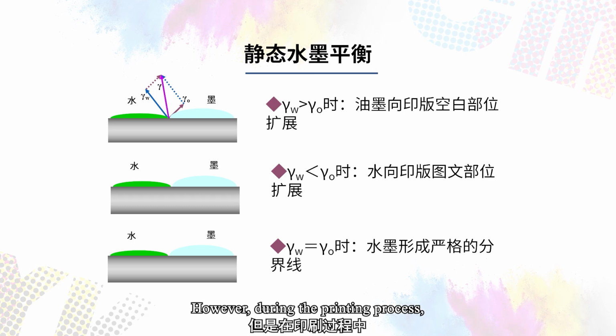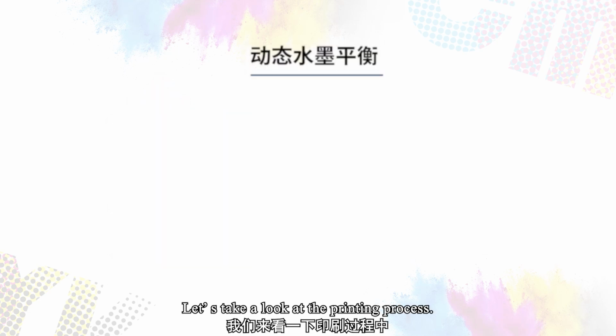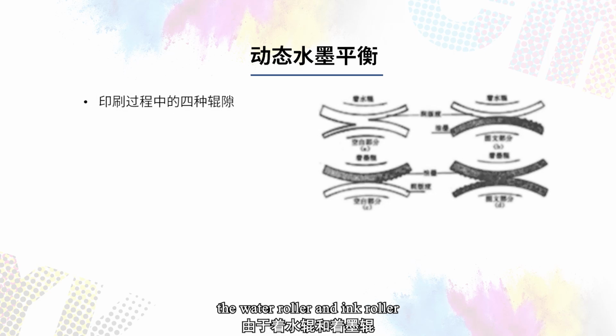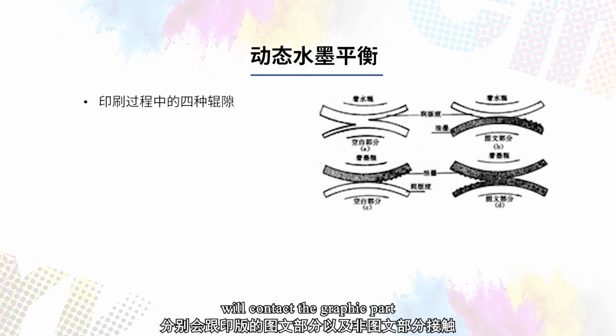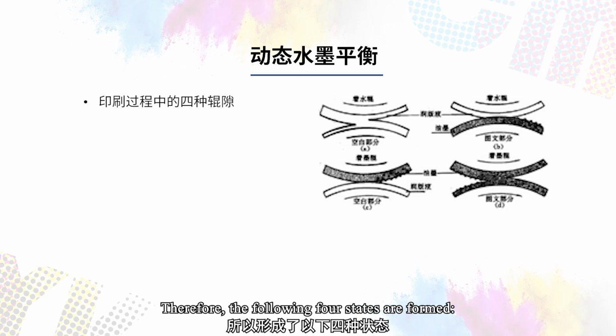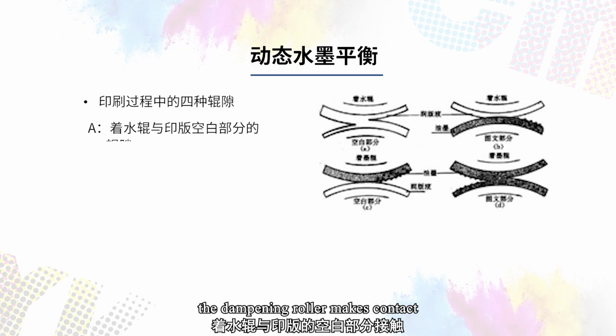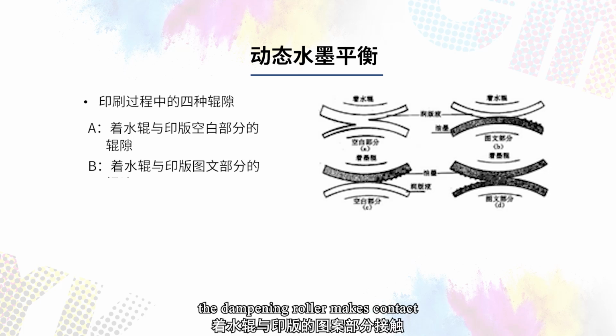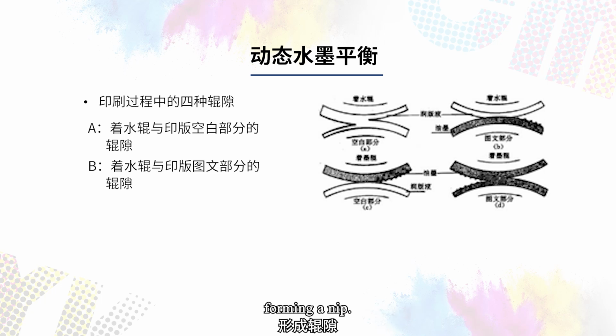However, during the printing process, it's a dynamic process. Let's take a look at the printing process. 4 states of formation of water and ink. The water roller and ink roller will contact the graphic part and the non-graphic part of the printing plate, respectively. Therefore, the following 4 states are formed. First, the dampening roller makes contact with the blank areas of the printing plate, forming a nip. The second, the dampening roller makes contact with the graphic areas of the printing plate, forming a nip.